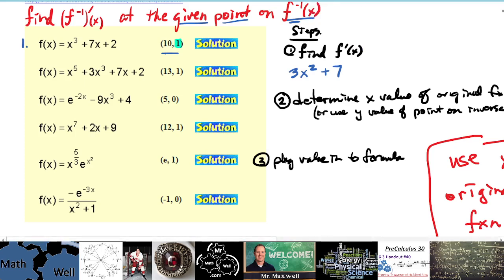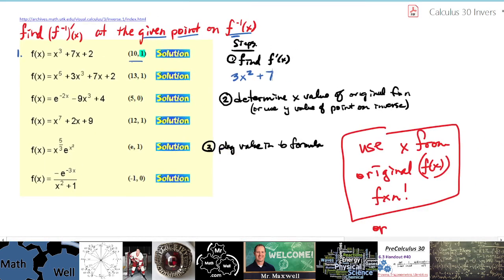Okay. Second thing you want to do is determine the x value of the original function. So this is the value on the inverse. The corresponding point of the original function would be 10, wouldn't it? Okay. So that's the corresponding point of the original function. So the x that we're getting at is 1. Right? It's 1. Now, what if you didn't know what this point was? Like, you don't know if this is on the original function or the inverse.